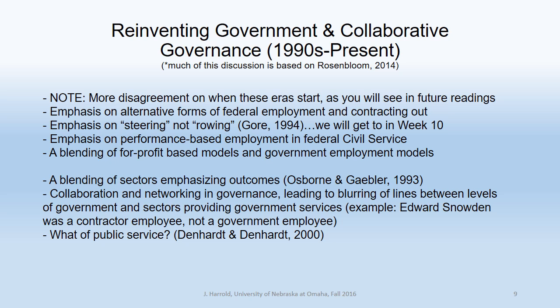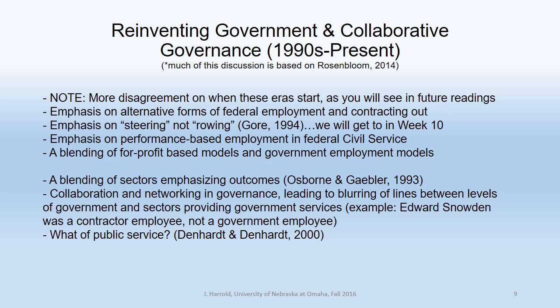In week 10, we're going to read a short article by Al Gore. And he talked about the government steering, not rowing, which is a reinventing term. And basically what that means is that what's important in federal civil service or in government in general is the idea that people in government steer, they direct how the outcomes should be formed, but they don't necessarily dictate the particular ways that the outcomes should come about.